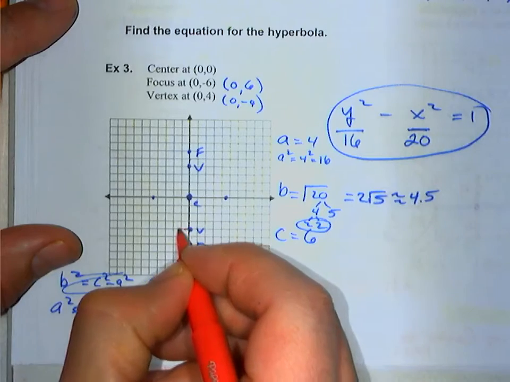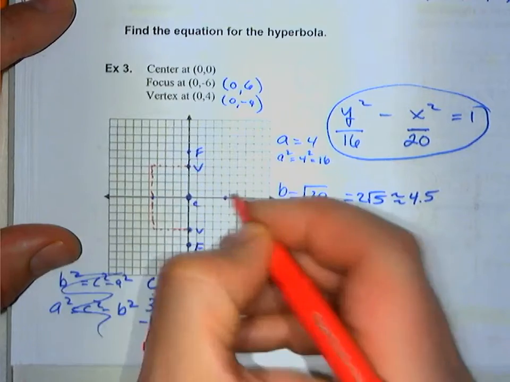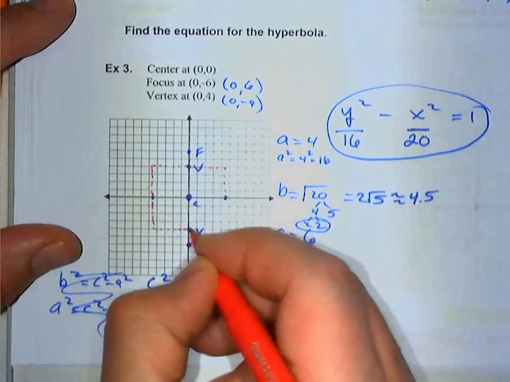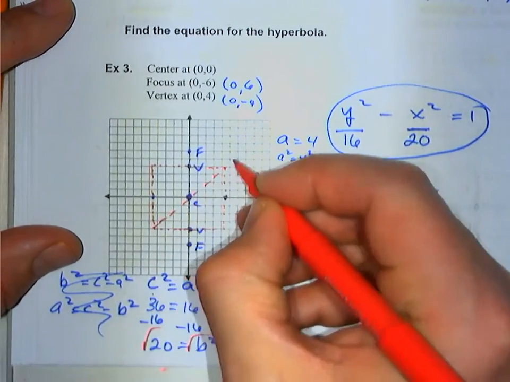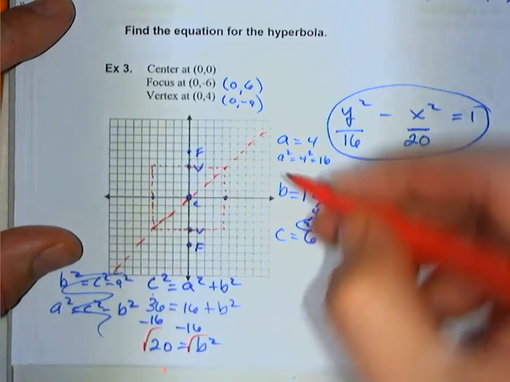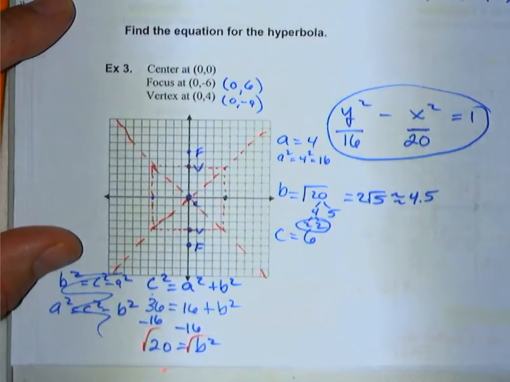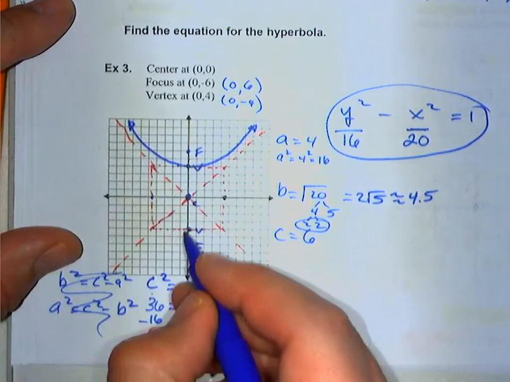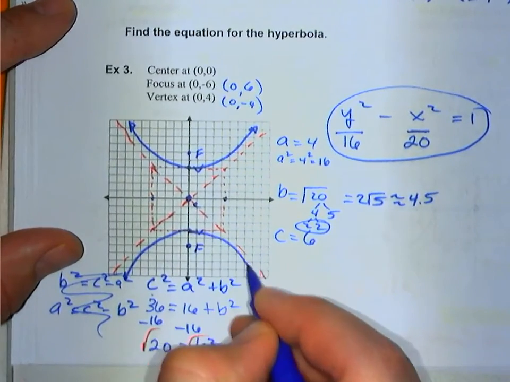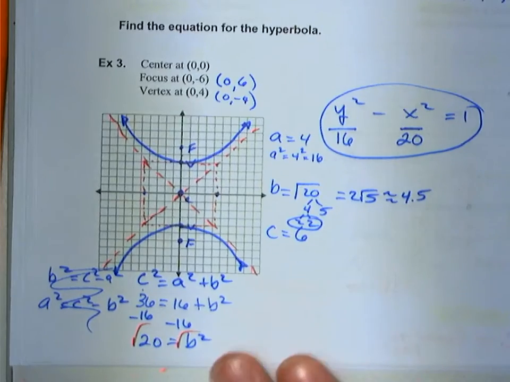Asymptotes: start at your vertices. Make a rectangle for asymptotes. Asymptotes are corner to corner, through the center. And we got this thing up and down because that transverse axis, that major axis, is all up and down. There we go. Good stuff. Not too bad. We got our c value.